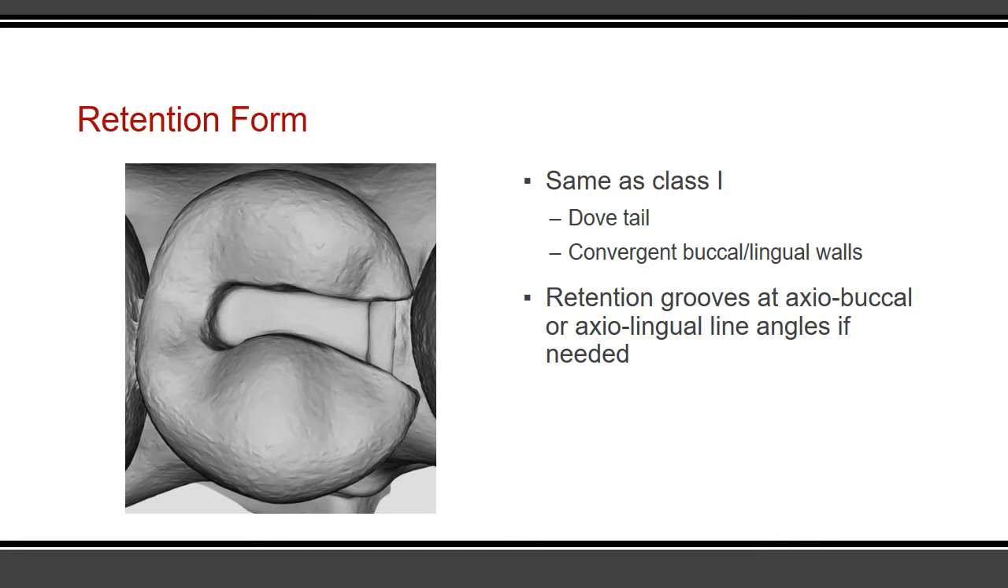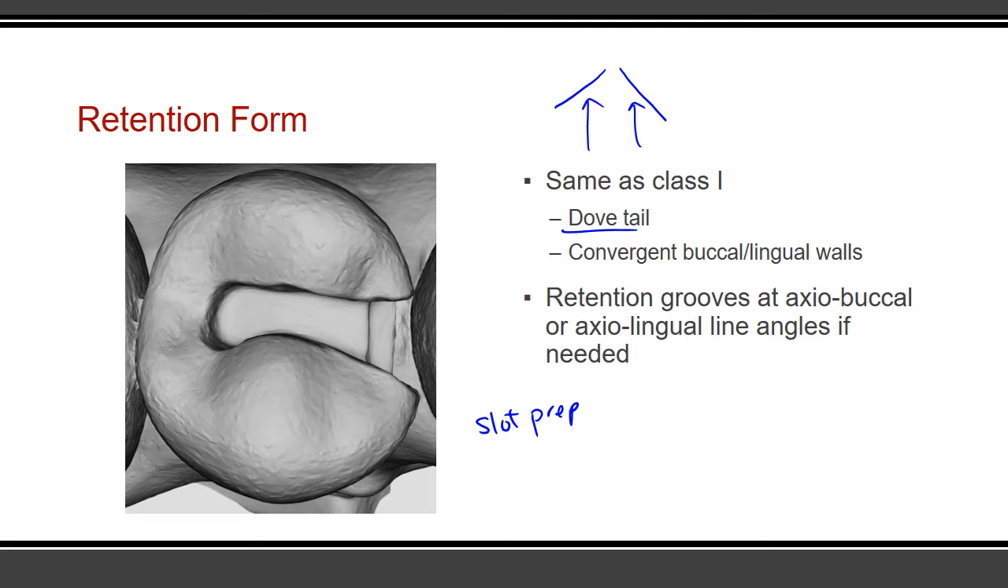So retention form is going to be pretty much the same as your class 1. You're going to have your dovetails, you're going to have your convergent walls to mechanically retain the amalgam. And you can have retention grooves if you need additional retention. That'd be especially important if you didn't do extension for prevention and you only had a box, which is what we call a slot prep. We'll talk about this more with composites, but it's doable with an amalgam too.